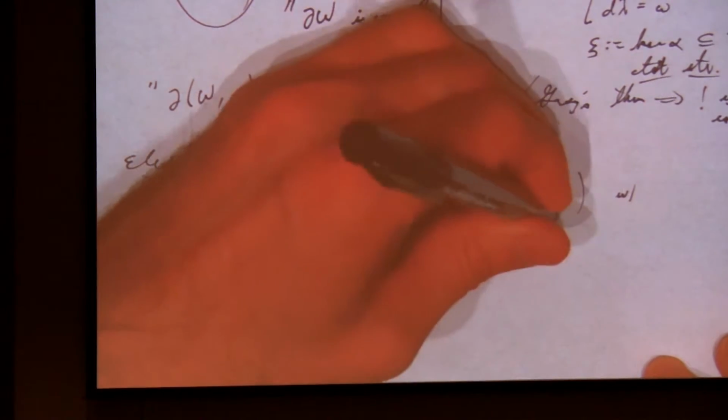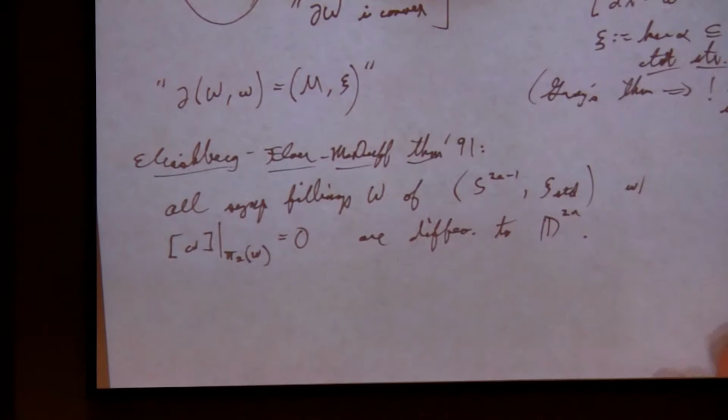They're all diffeomorphic to the ball. Or I'll write it as the disk, D^2n. So that's the strongest result we have in higher dimensions about symplectic fillings. And in dimension 4, we do know a lot more than that.